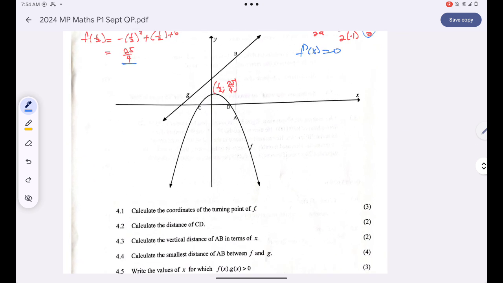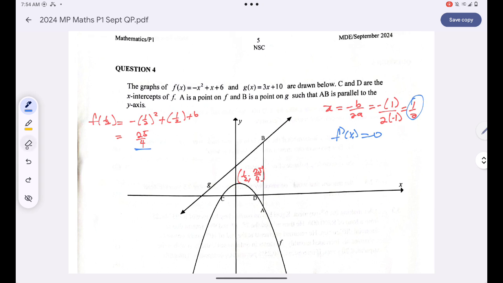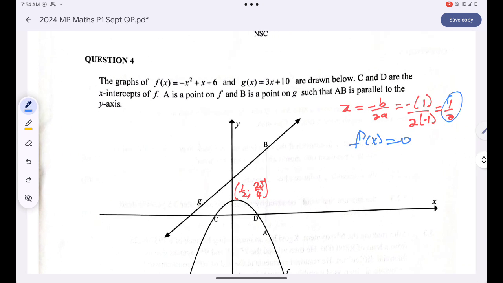Okay, the next question, they want us to find the length of CD. How can you find CD, guys? CD is just the horizontal distance on the x-axis. If you know the coordinates of C and D, we can simply find the length of CD. Both C and D are the x-intercepts of the graph of f, and I know that on the x-axis, y is always 0. So for me to find the coordinates, I must first find the x-intercepts, right? So y is 0. I want to find the corresponding x values whenever y is equal to 0.